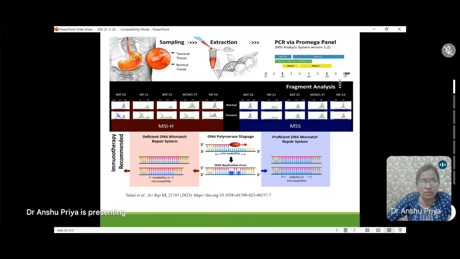So these are the methods of MSI testing. We are taking the tumor tissue and the normal tissue from the colon, extracting the DNA, using the PCR kit against the MSI. And this is the tumor, they have MSI high, this is MSS, this is a stable tumor. So that is repaired by the DNA repair protein, but where the mismatch occurred, they couldn't repair by the mismatch repair protein, and this tumor leads to the MSI high. And the tumor that is MSI high has immunotherapy recommended, a very good prognosis.